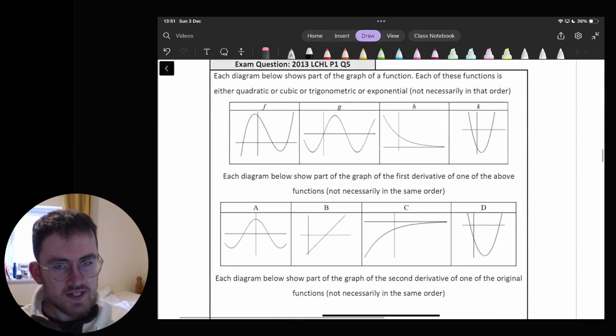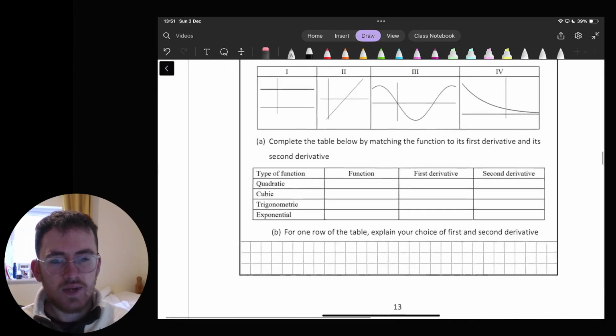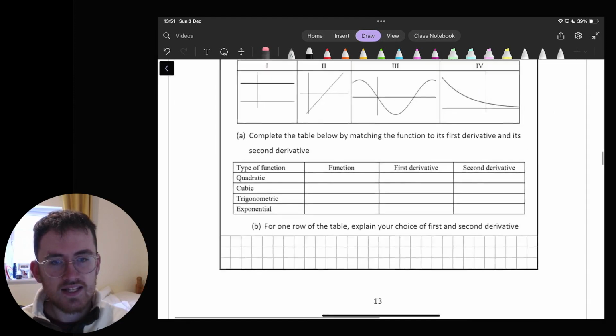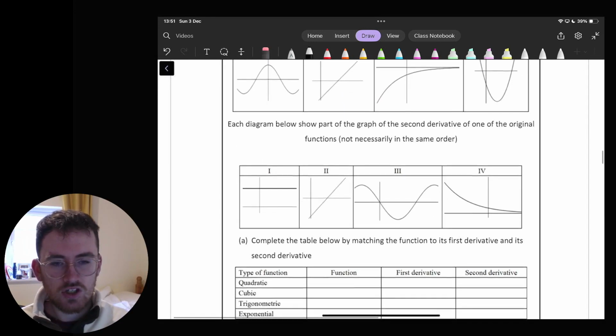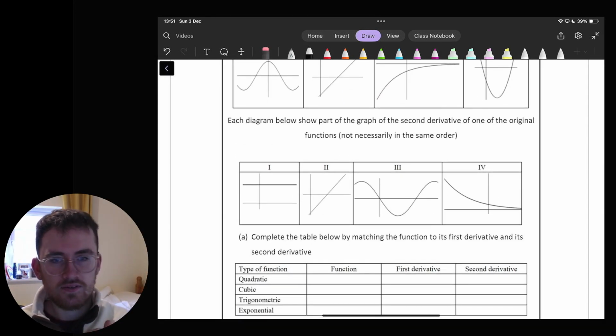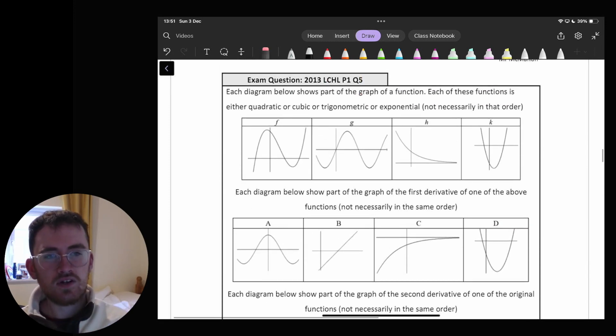Let's just look at one more exam question. Here we're given a set of graphs and we have to identify the graphs which represent each type of function, and then which is the first derivative of that function and which is the second derivative. So first of all, let's look at each function.